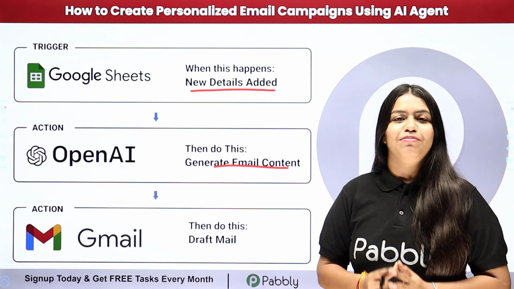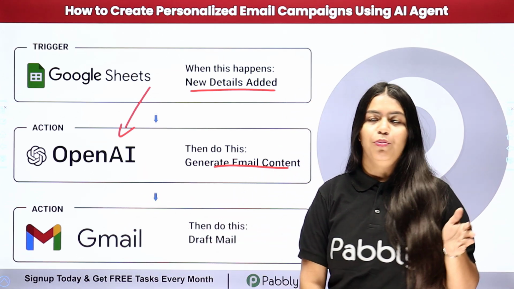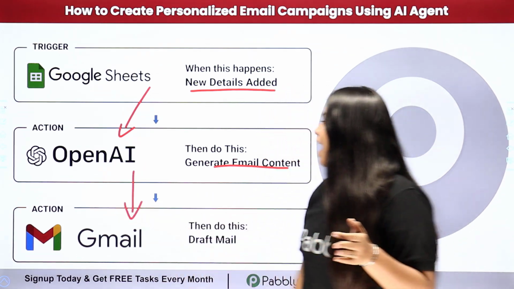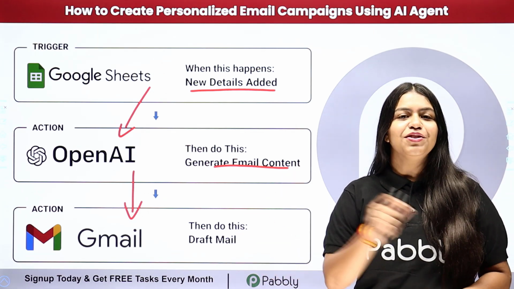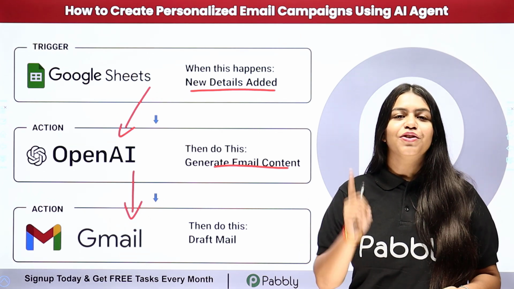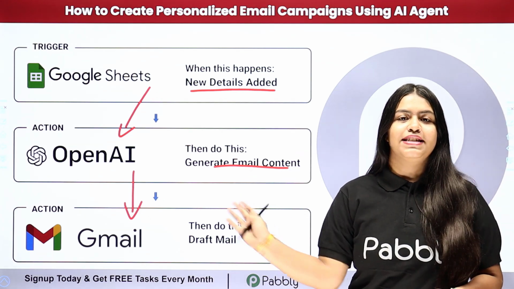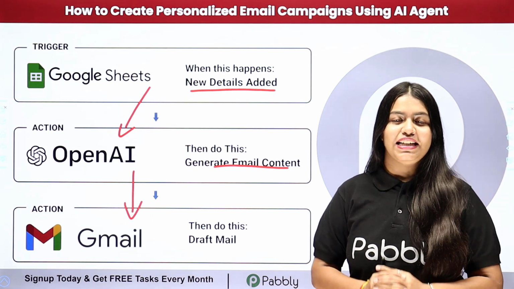So to do this, we are simply going to create a connection between Google Sheets, my AI agent, which is OpenAI, and then Gmail. And to create this connection without knowing any programming or coding language, we are going to use Pabbly Connect. It is an amazing automation software. So do you also want to create this automation or this connection for your business? Then for that, you have to come with me towards my screen.